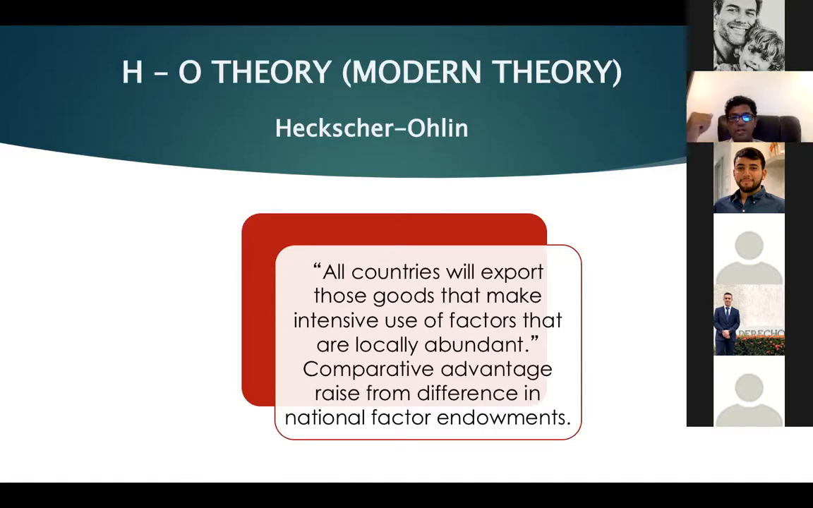So according to this theory, comparative advantages arise from differences in national factor endowments. National factor endowments means land, labor, capital. If you go to Switzerland, it is a capital abundant country. You go to Norway, Norway is a capital abundant country. They are not labor abundant countries. So they have a lot of capital, money. But labor intensive services, suppose you go for a haircut in Switzerland or Norway, it will cost you a minimum of $50 for a haircut in Norway and Switzerland.